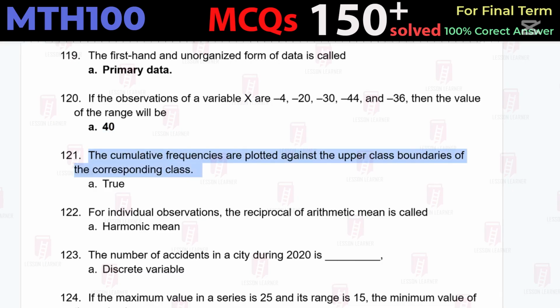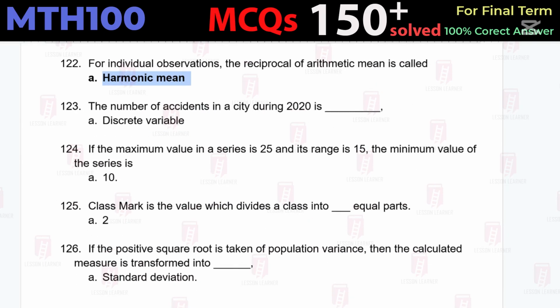The cumulative frequencies are plotted against the upper class boundaries of the corresponding class. True. For individual observations, the reciprocal of arithmetic mean is called harmonic mean. The number of accidents in a city during 2020 is a discrete variable.